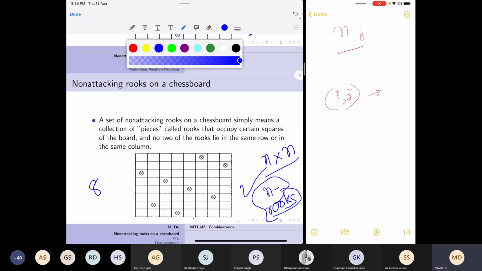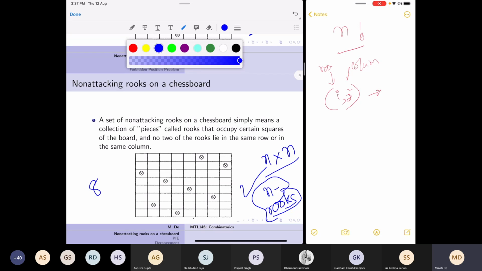I need to give them some position. As you know, each of the rows can be given just one rook, not more than that. So i is the row number, and let's say j is the column number. So I have n many rooks.